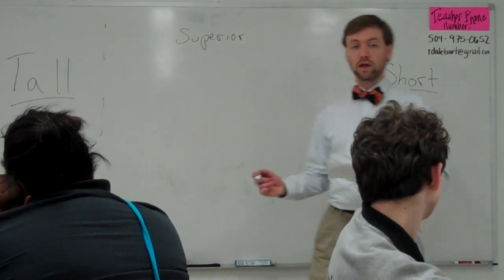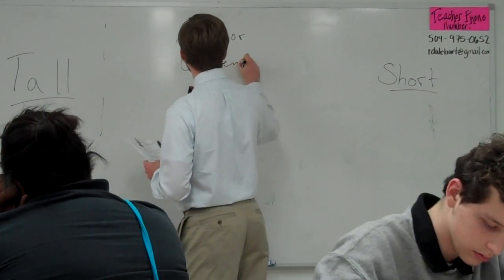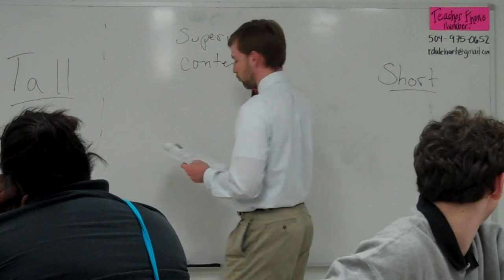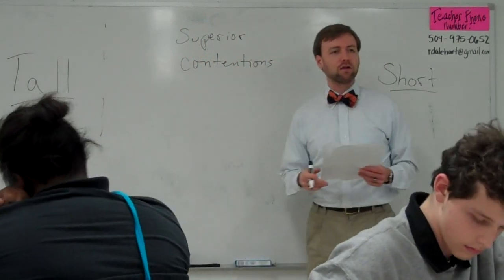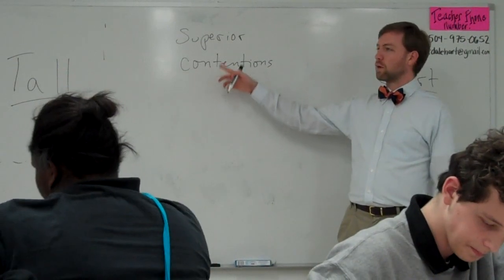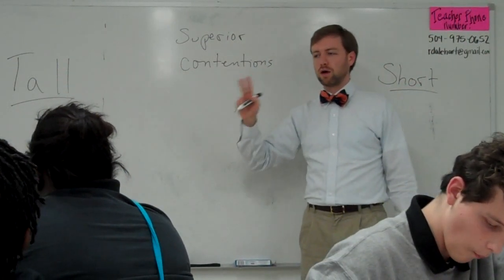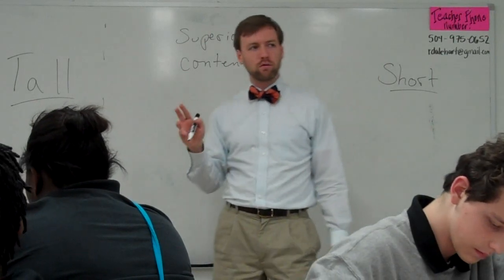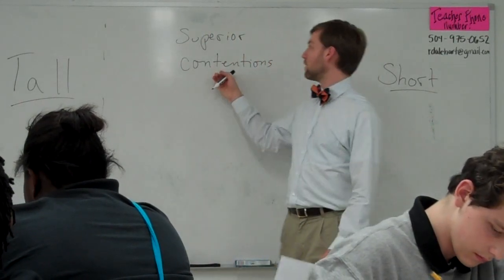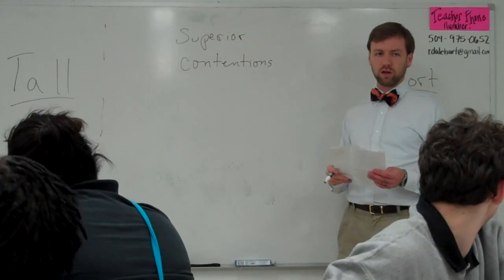And the third thing is to again show that your contentions better support your value and criterion. So that's the third way to win. So the first thing is to show that your value is superior. The second, that your value criterion is a better way to evaluate the round. And the third is that your contentions better uphold your value and value criterion than the other team.